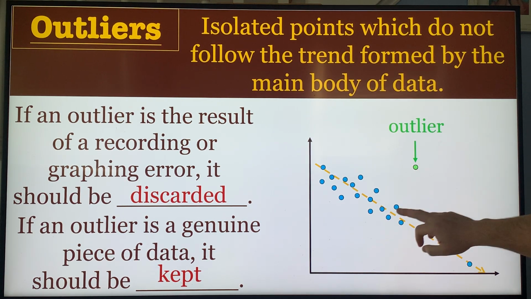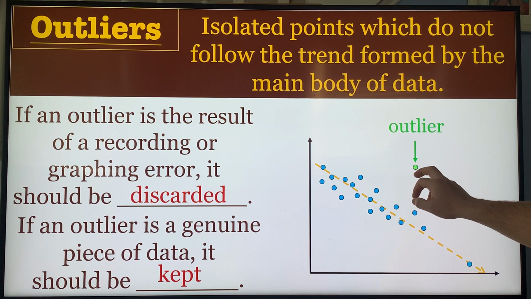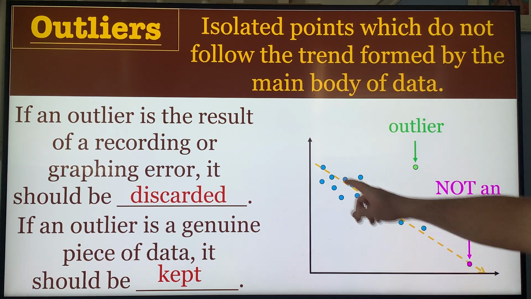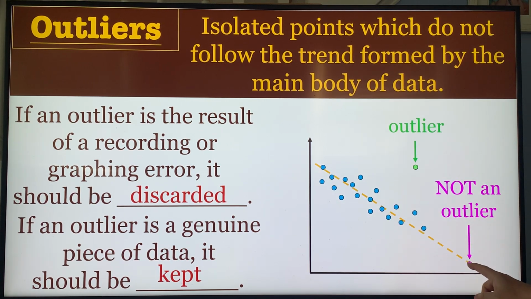Why is it an outlier? Well, look how far away from our line it is. Now, is this point an outlier? That's the question. This point is not an outlier, because look, it still follows the same linear trend. It's just a lot farther away, but it's still on the same path. That's why it's not an outlier.